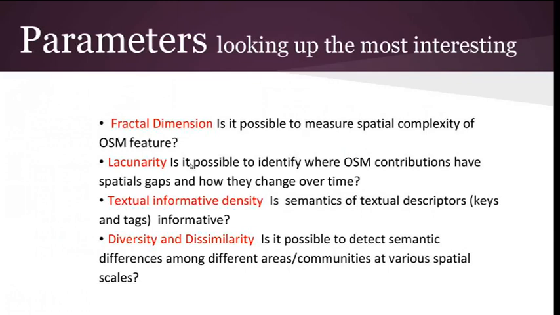My candidate parameters come from complexity science. The first are the fractal dimension of features obtained from the dump of the OSM file, and the lacunarity. Then, extracting keys, tags and key values, the textual informative density, or better, the informative entropy linked to this corpus of text, and some parameters to detect diversity or dissimilarities of different corpora of textual descriptors in OpenStreetMap. The question I wrote in my slide is the same that I began my presentation with.